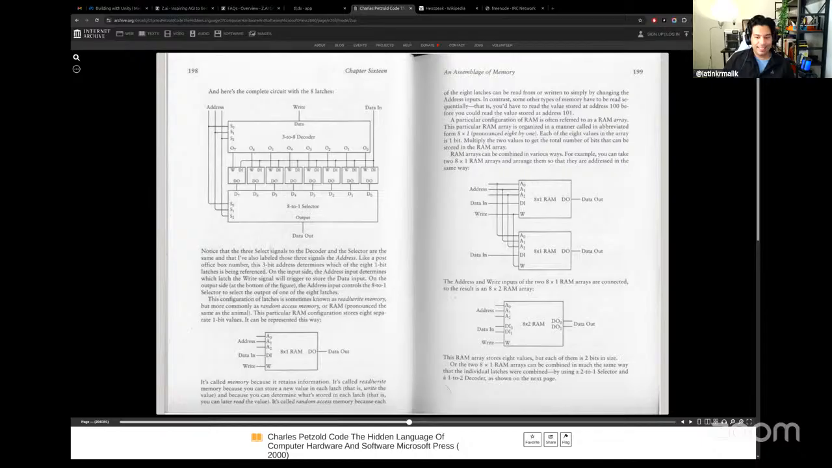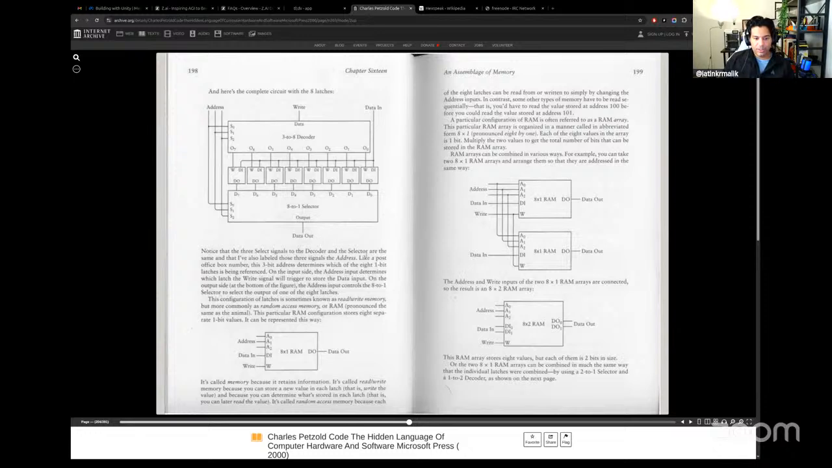So now notice that the three select signals to the decoder and selector are the same. And I have also labeled those 3 signals the address. So whatever we are writing to is the same that we can also see as the output. So they have wired these two things, the write selector and the output selector, with the same address. So if I'm writing to the 0th bit, I can see what is the value of the 0th bit in the data out. And then if I'm writing to the first, second, third, or fourth bit, I can see the data out.